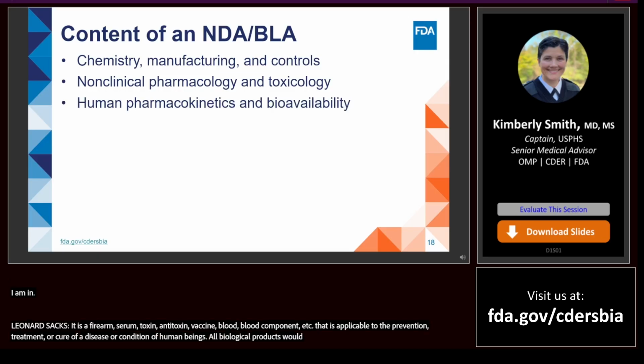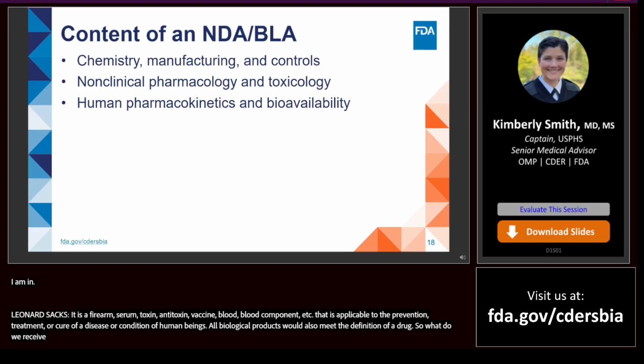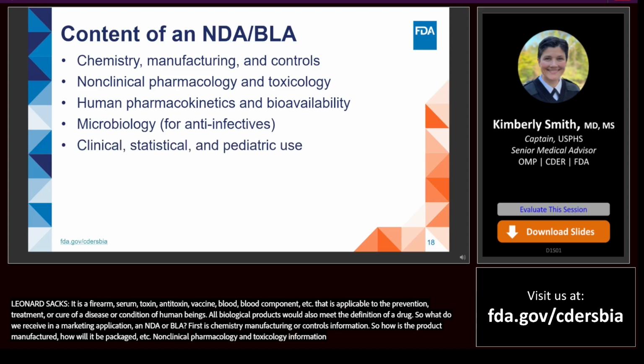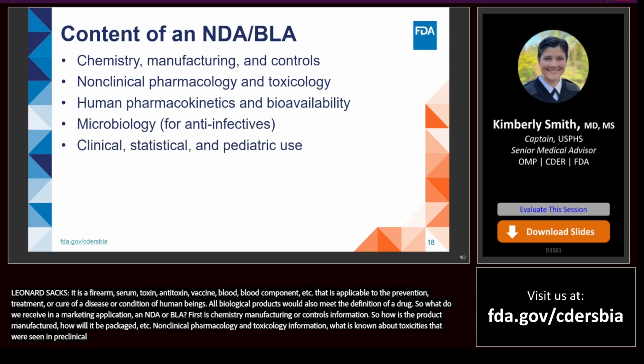Human pharmacokinetics and bioavailability studies. So what is known about the clinical pharmacology characteristics of the product? Of note, later in this course, you'll have lectures on all three of these topics from some of the experts in these areas. For anti-infectives, there's information on the microbiology of the product. And then, of course, there's clinical information from studies in humans, clinical trials, and other types of studies, statistical information, as well as information related to potential pediatric use of the product.